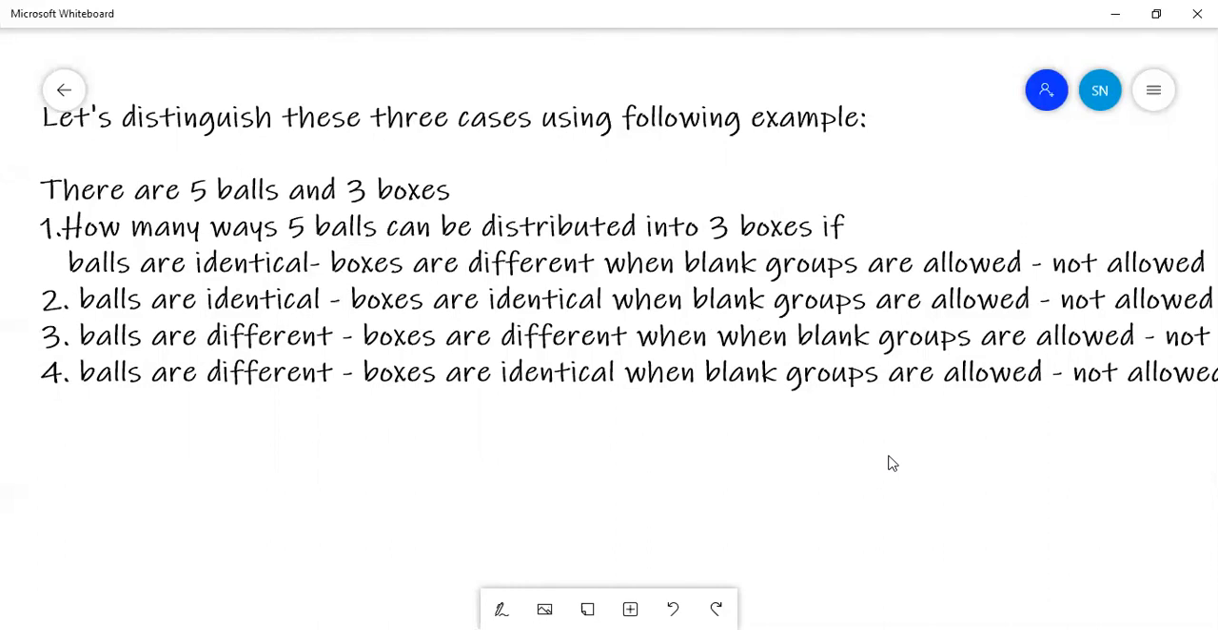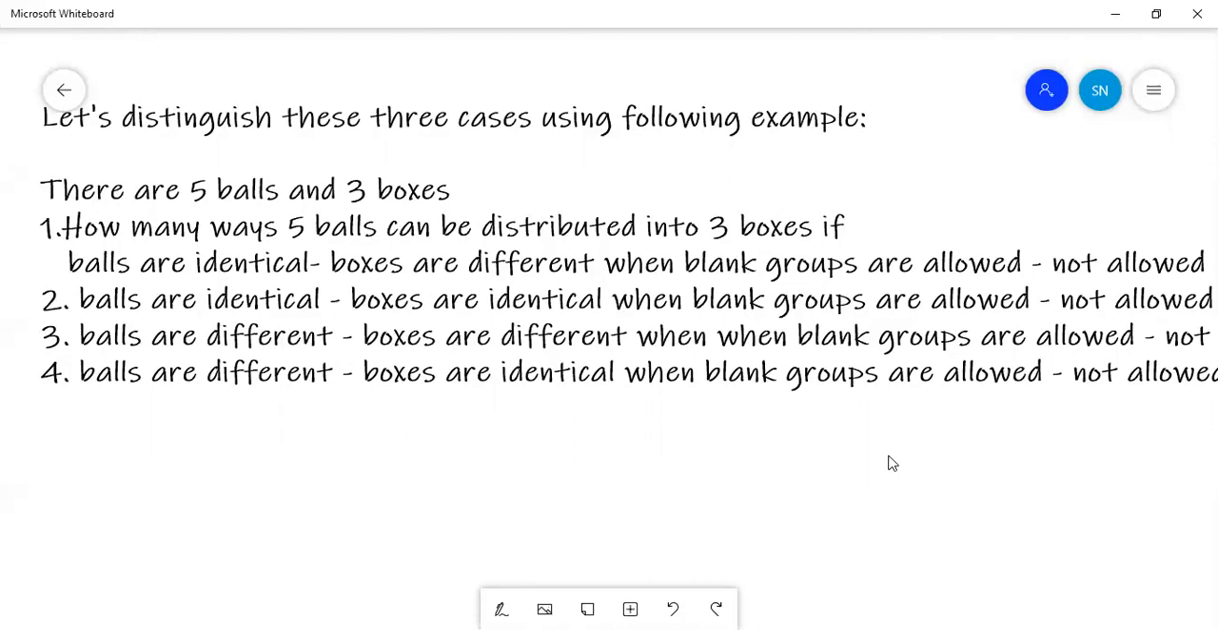So let us see. There are 5 balls and 3 boxes. The first question asks, how many ways can 5 balls be distributed into 3 boxes? If balls are identical and boxes are different, when blank groups are allowed and when blank groups are not allowed, 2 points are involved. In the second question, balls are identical, boxes are also identical. Blank groups allowed, not allowed, as usual, 2 cases.